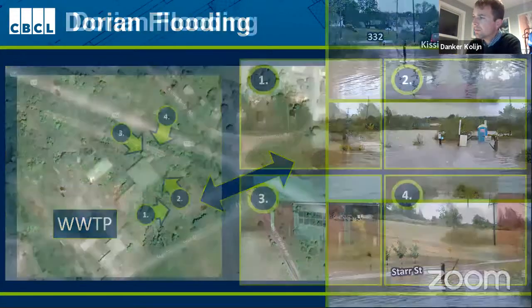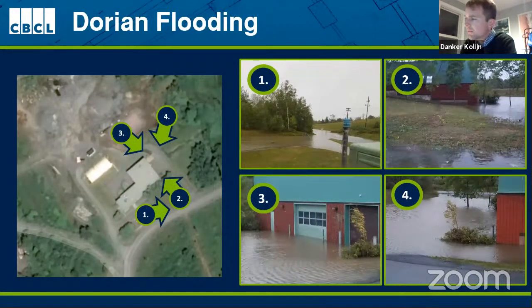So if we go to the plant itself, you can see that in front of the plant, water levels were up to the maintenance door, the bay door itself, which means that water had entered the plant. The water that entered the plant caused, of course, severe damage and is the result of why we're looking at this study today.